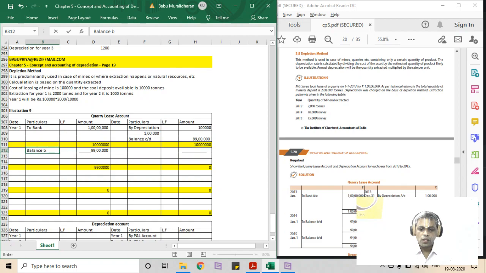Balance brought down. We are in year 2. So by depreciation, let me calculate this also. What is the extraction? 10,000 tons, right? Year 2, the extraction is 10,000 tons. So year 2 depreciation is 4,95,000.